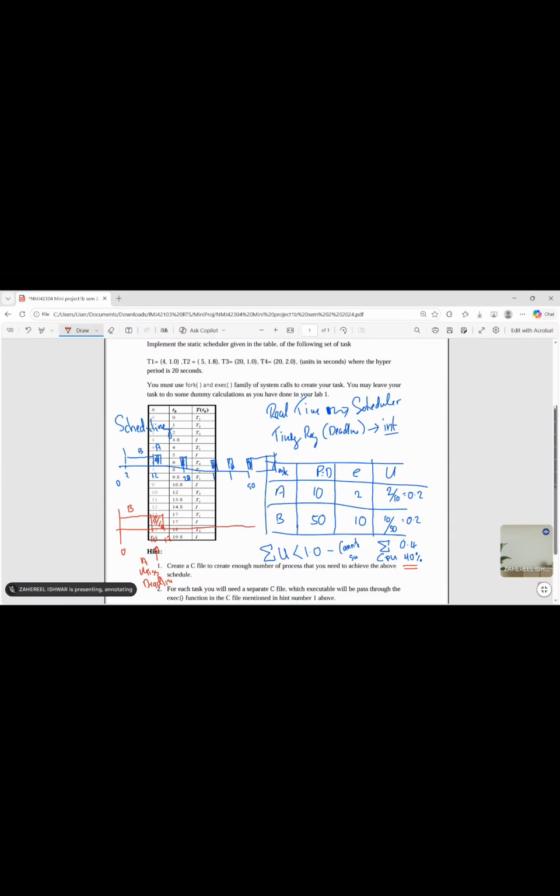Because missing deadlines means something bad will happen in a real-time system. So that is very, very severe, and we cannot tolerate that.